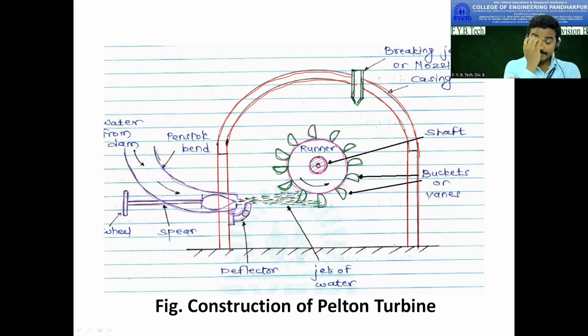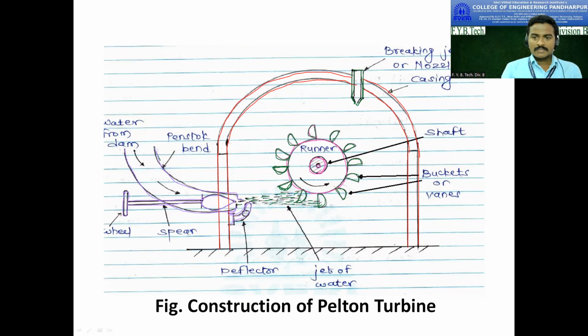Whatever the water is coming through the penstock, if we want to control the flow of water, we can move the spear forward and backward. There's a forward and backward movement of the spear we can perform, and accordingly the flow of the water can be controlled. If we want to control the flow of water, we have to use the spear.